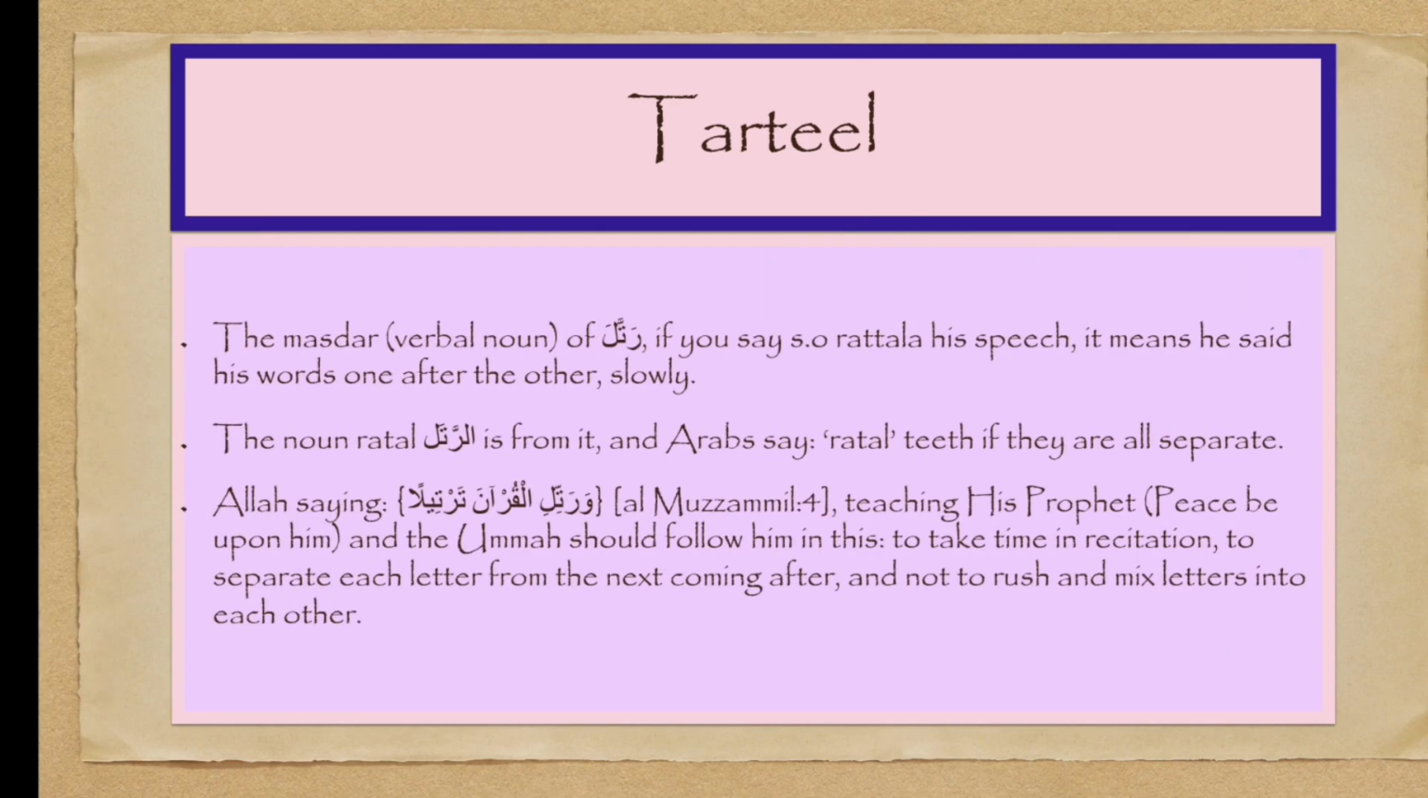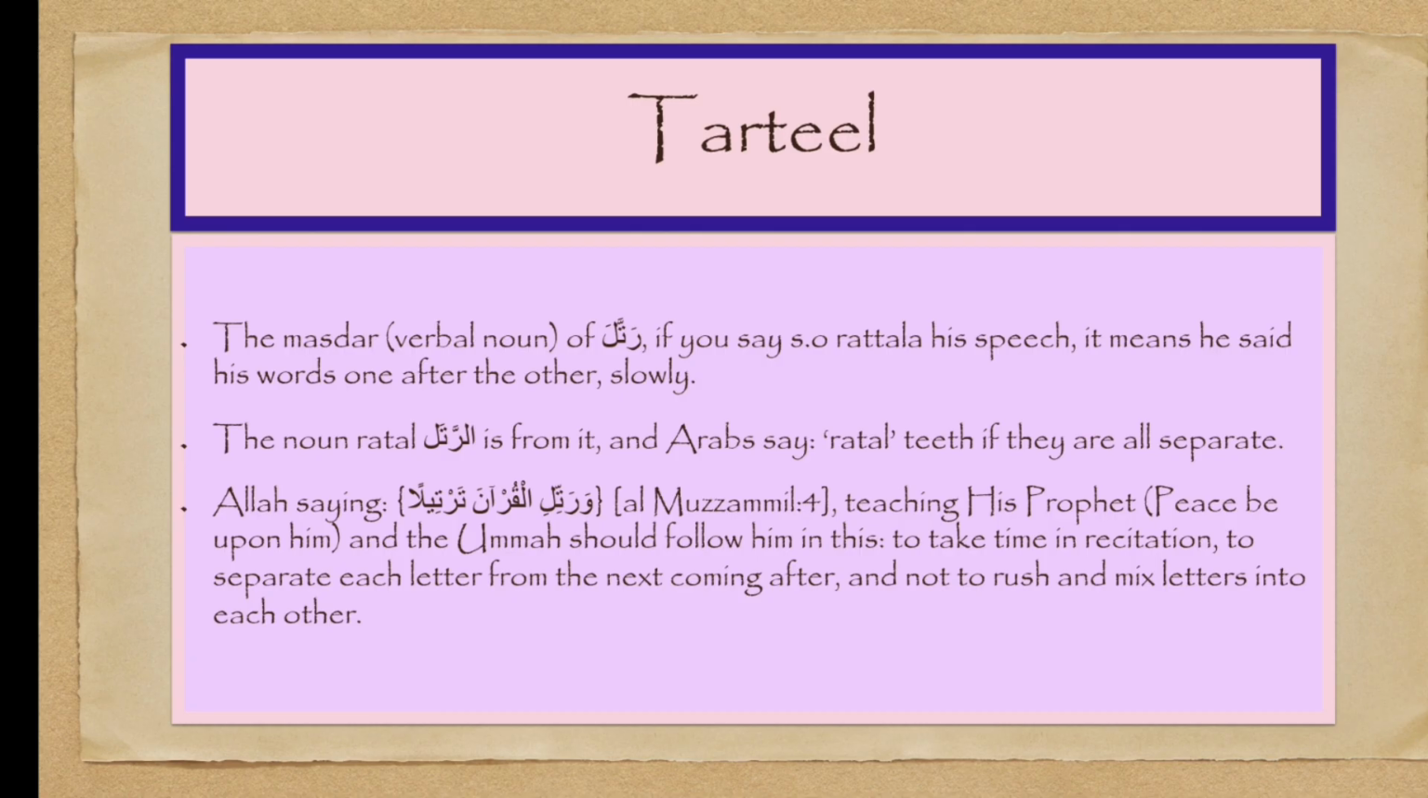Okay, so the meaning of the word tartil. It is the verbal noun of the verb rattala. In Arabic, the verbal noun we call masdar. So it's the masdar or the verbal noun of rattala. If you say someone rattala kalamahu, rattala his speech, it means he said his words one after the other slowly. Now, the noun rattal is from this meaning.